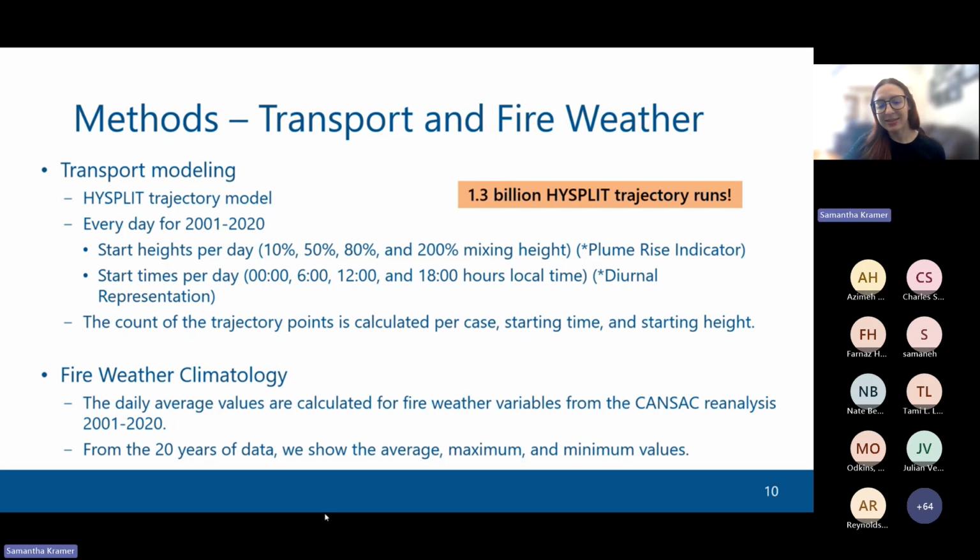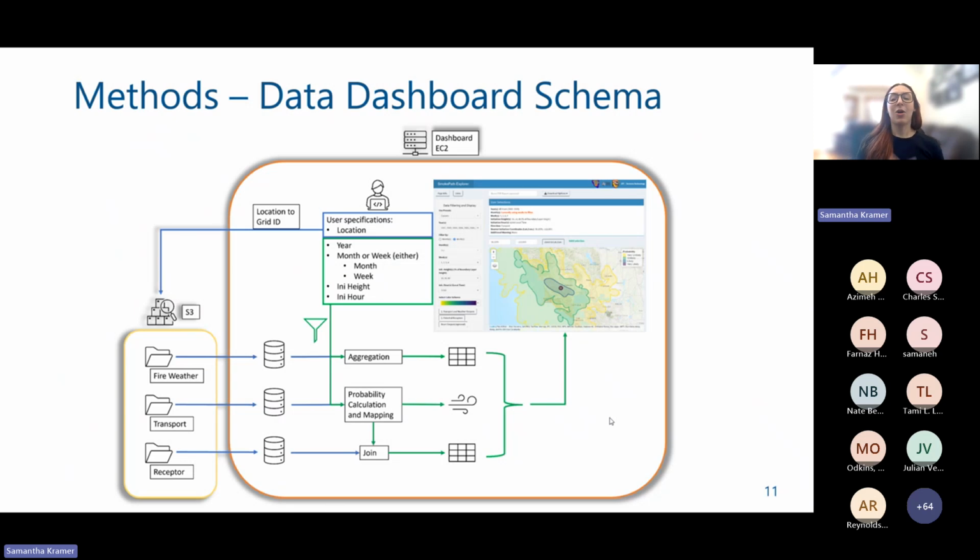And then my last technical slide here is that all of this data, so that 1.3 billion trajectory runs, all of the fire weather data, and all of those receptors are currently in the cloud and allow you to pull that data and calculate probabilities at the drop of a hat. It actually only takes between 20 and 30 seconds to complete the compiling and show it to you on a map, and about 2 to 5 seconds to calculate all the potential receptors. So the healthcare facilities, the education facilities, and the population.